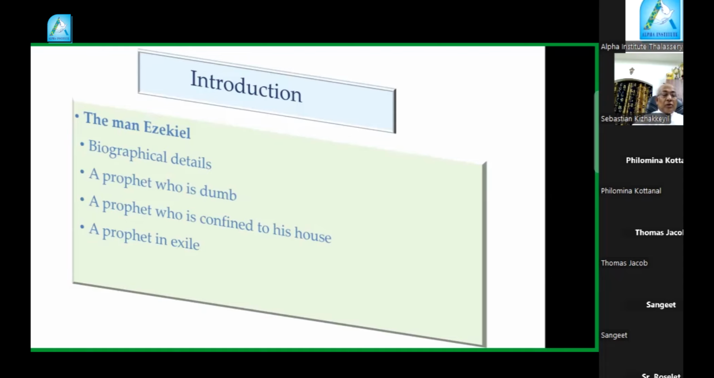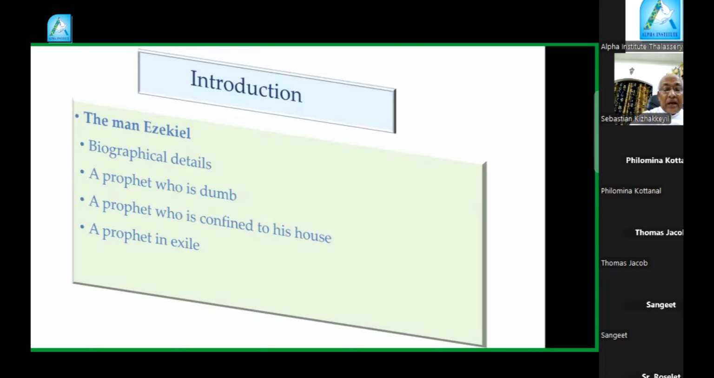Then going over to another aspect, a prophet who is dumb. If you want to have the book with you, turn to Ezekiel 3:25-27. We see that he was struck dumb shortly after his prophetic call.